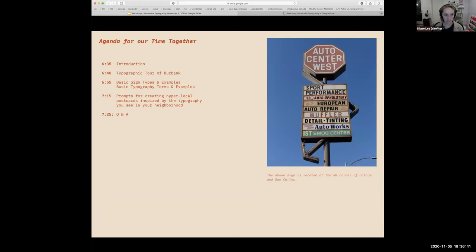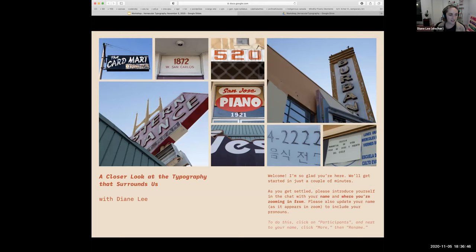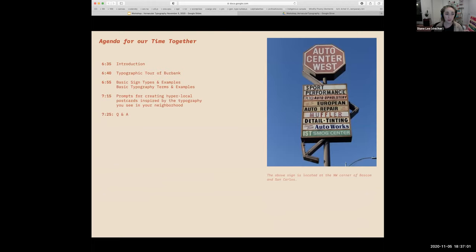You have all arrived here, hopefully because you're also interested in taking a closer look at the typography that surrounds us. Briefly, before we get into it, I'll go over our agenda for our quick workshop. I think it's gonna fly by. So I'll give you a little bit of an introduction about who I am and why I'm interested in vernacular typography. And then I'm going to take you on a typographic tour of my neighborhood in West San Jose called Burbank.